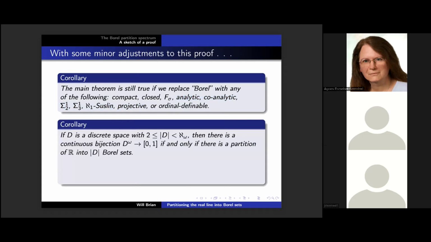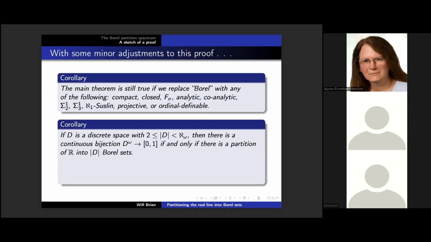We also get, this is interesting to me because I'm really more of a topologist than a set theorist, to be honest. So for me, this is kind of where my interest in this sort of thing started a while ago now. But if we take a discrete space of size smaller than Aleph omega, then we can ask the question, is there a continuous bijection of D to the omega onto, say, the unit interval? And the answer turns out to be related to this whole Borel partition spectrum.